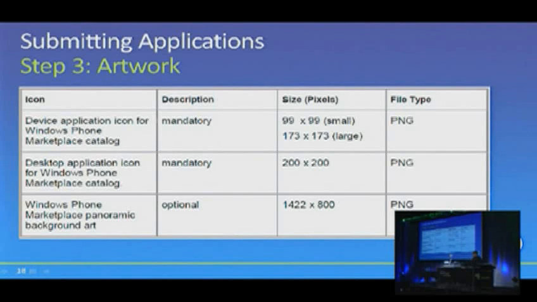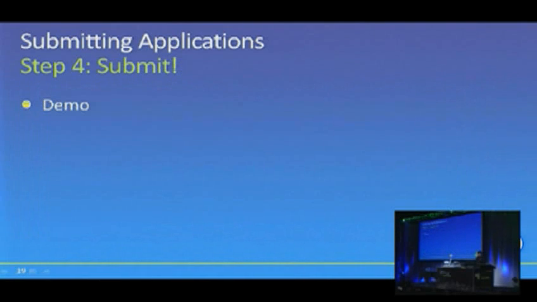So along with the artwork that's inside your application, so your splash screen and icons and that sort of stuff, you need to submit some artwork along with the application. Basically you have an icon for the sub-program menu, the main start screen, and then you need icons for the marketplace. And this last one, Windows Phone Marketplace Panoramic Background Art, is optional, but there's a very good reason why you want to include that, especially if you've got a really cool app. Then you can submit your application, and I'll show you how we do that.